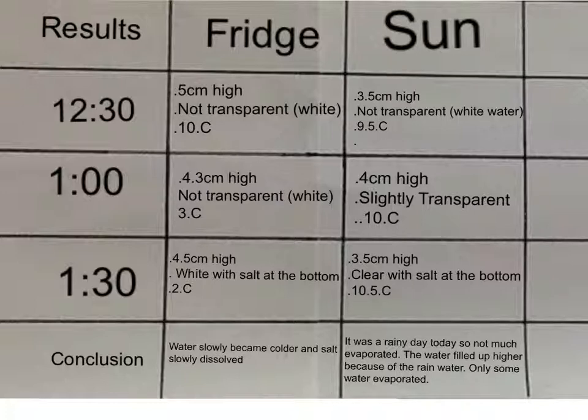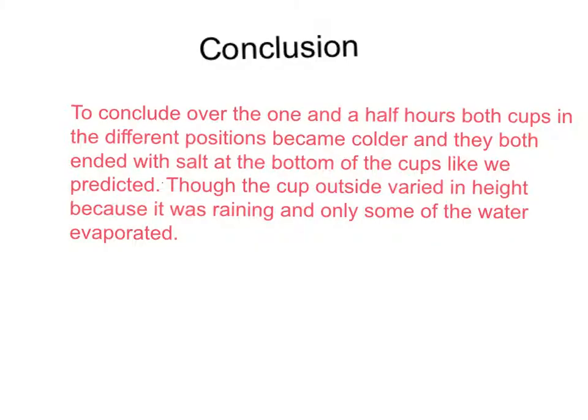Results for the sun water. 12:30. It was 3.5 centimeters high. It was not transparent. The water was white and was 9.5 degrees Celsius. At 1 o'clock, it was 4 centimeters high. It was slightly transparent and 10 degrees Celsius. At 1:30, it was 3.5 centimeters high. It was clear with salt at the bottom and 10.5 degrees Celsius. Conclusion. It was a rainy day today, so not much evaporated. The water filled up higher because of the rainwater. Only some water evaporated.